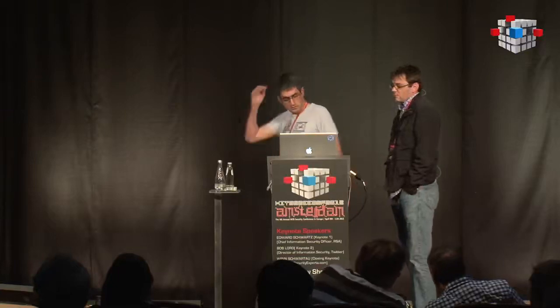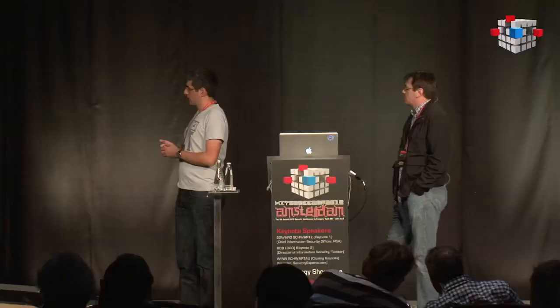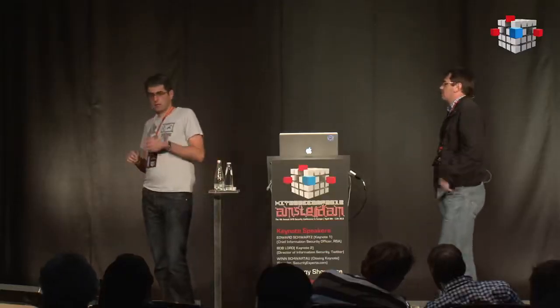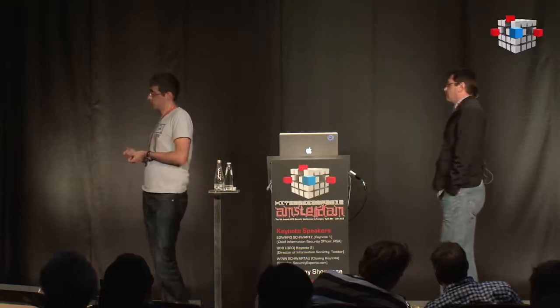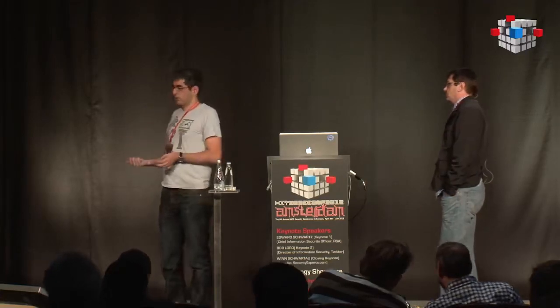In the next demo, we're going to alter the firmware of the camera, not the web user interface. The steps are very similar: we need to find the right version, unpack it, push our changes in. The difference is that it's a bit more complicated because, as Sergey told, the firmware is the Linux kernel plus a read-only file system. So what we need to do is mount this read-only file system.